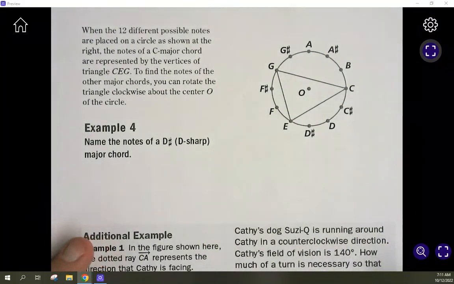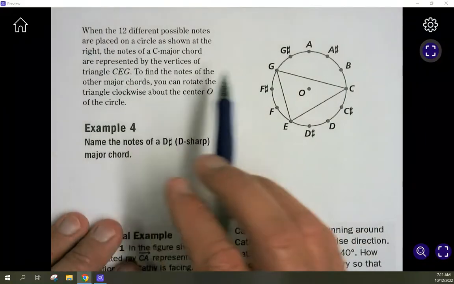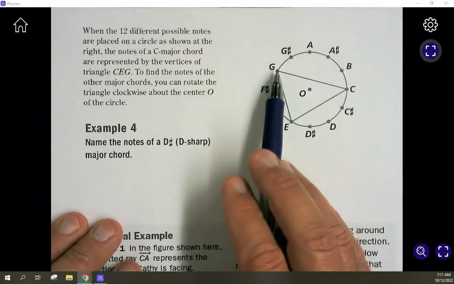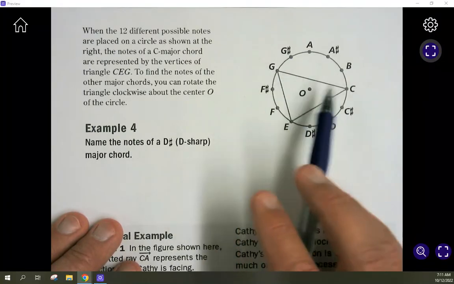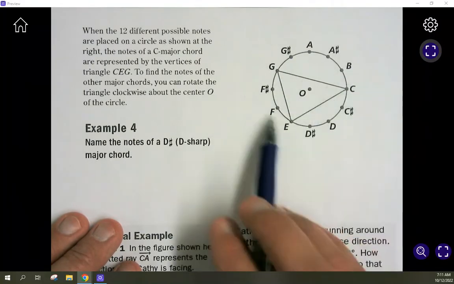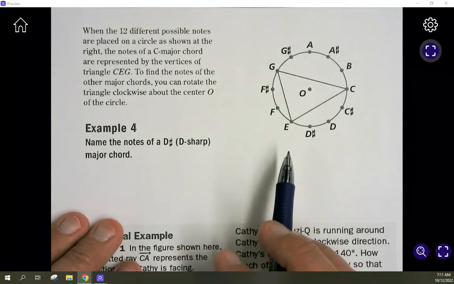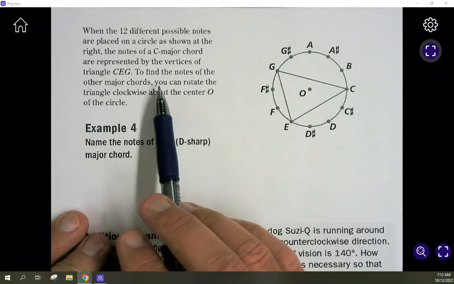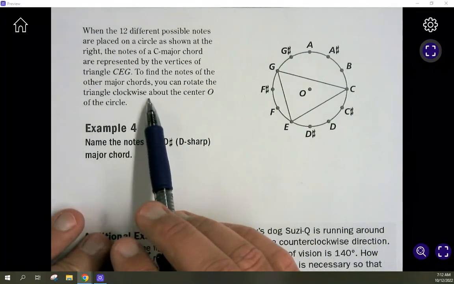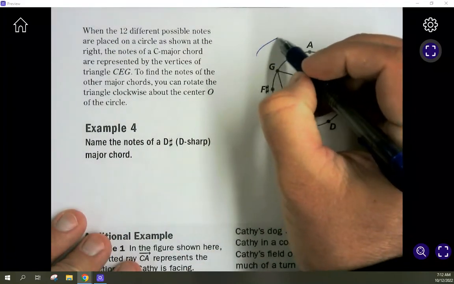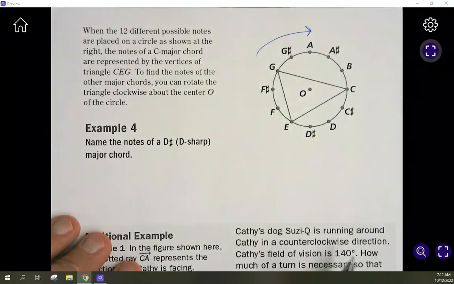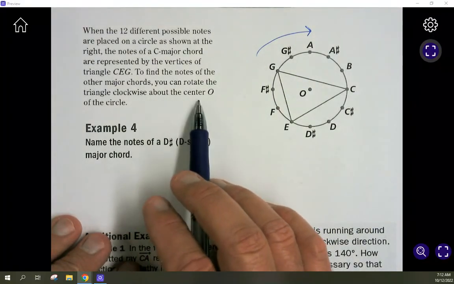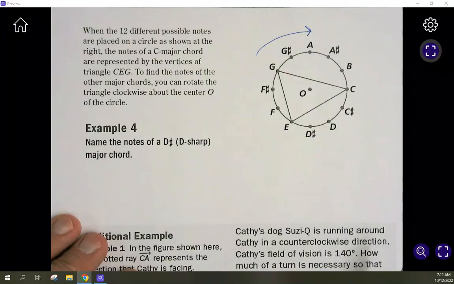If you're not musical and you haven't studied this stuff, it's okay. We just need to know that we've got C, E, and G at the vertices of this triangle. And we're going to talk about spinning that triangle inside the circle, or rotating it. To find the notes of other major chords, you can rotate the triangle clockwise, this way, about the center O of the circle.